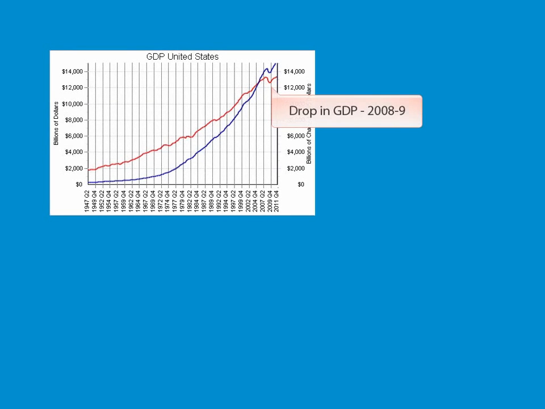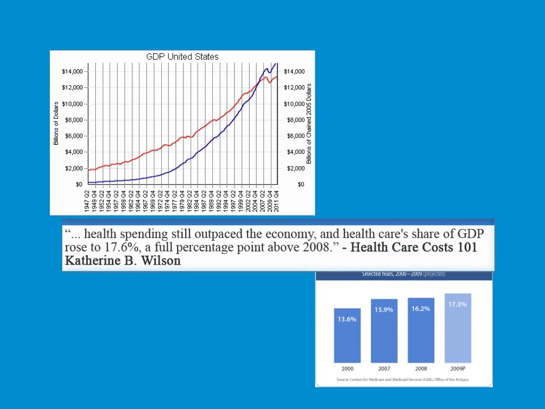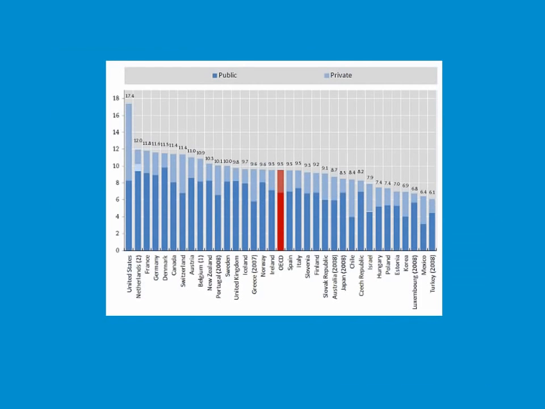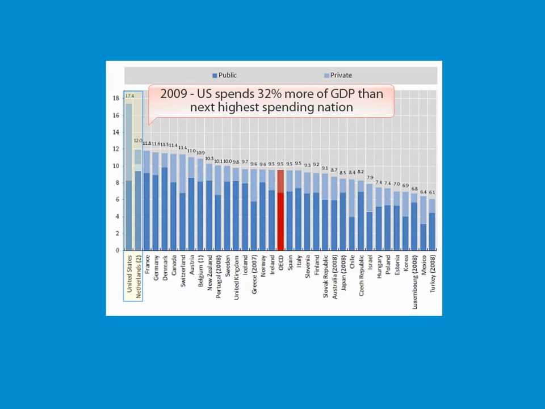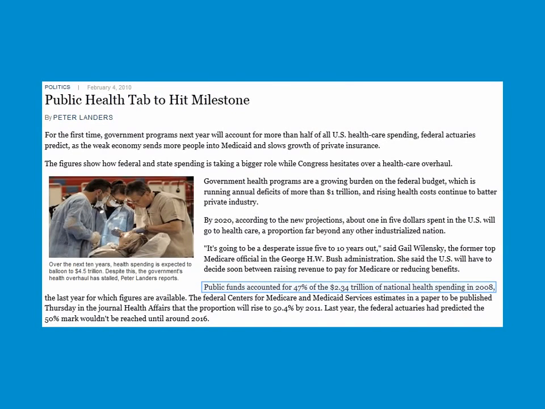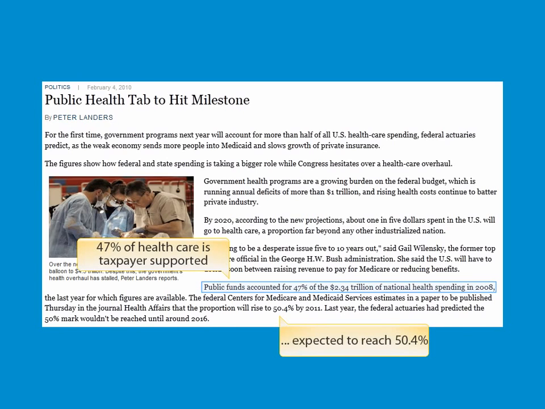And it is worth mentioning that between 2008 and 2009, the gross domestic product shrank overall, while healthcare continued to grow by 5.7%. What's more, the United States spends over 30% more of its gross domestic product on healthcare alone than the next highest developed country. Public funding accounted for 47% of healthcare spending in America in 2008, and that figure was expected to reach 50.4% by 2011. Healthcare clearly is costing all Americans more money every year, and without reform, it isn't going to shrink.